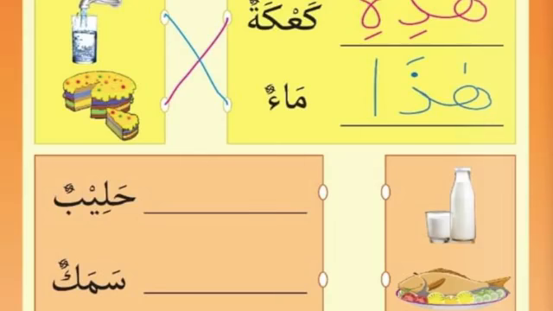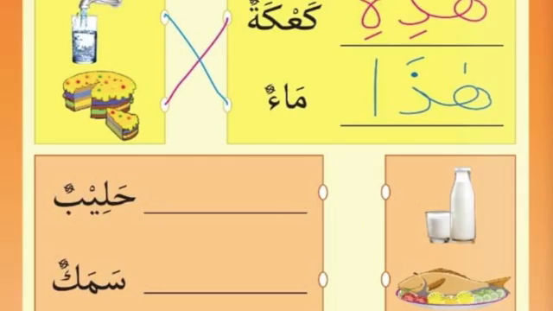Why? Because there is no ta marbuta at the end. So, which demonstrative pronoun should we use, هذه or هذا? Yes, we use هذا. هذا حليب. You fill in the blank with the demonstrative pronoun هذا, and then you match the sentence to the picture, right? Alright.